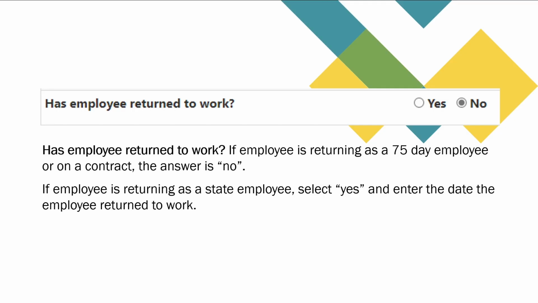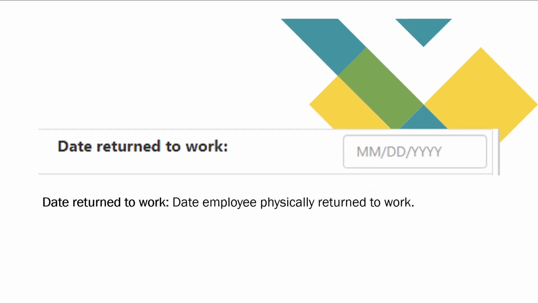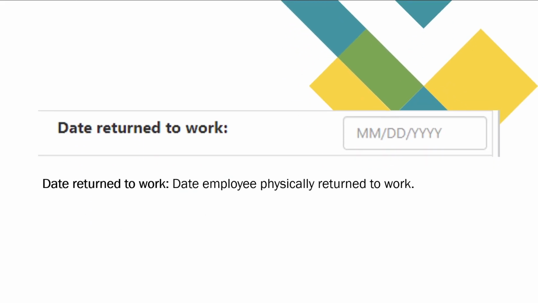Next question down is going to be, has the employee returned to work? If the employee is returning as a 75-day employee or on a contract, you're going to answer this no, because he is not returning to work in a full-time capacity. If he is returning to work in a full-time permanent employment position, you simply answer yes and enter the date the employee returned to work. The date returned to work is the day the employee physically returned to work.